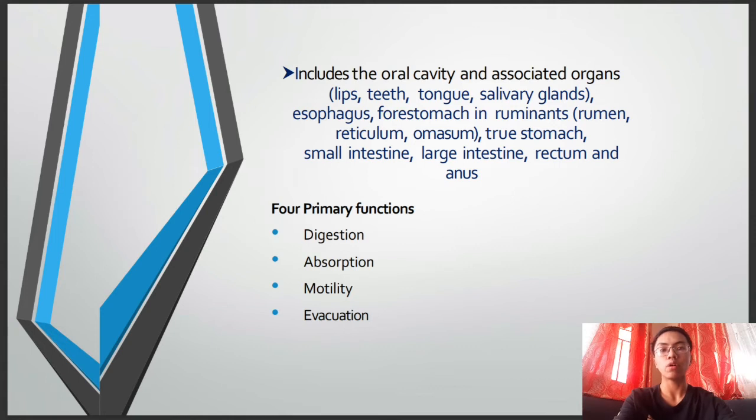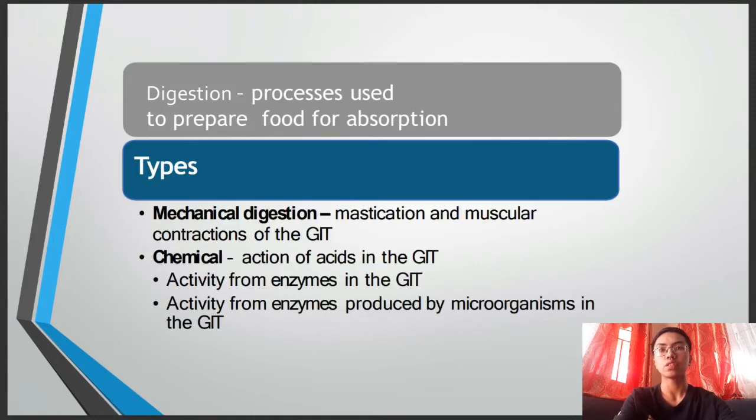So there are four primary functions: digestion, absorption, motility, and evacuation. Digestion is a process used to prepare food for absorption. There are two types of digestion. The first is mechanical digestion: mastication and muscular contraction of the GIT. Mechanical digestion, or mastication, starts in the mouth and continues in the stomach with churning and mixing.